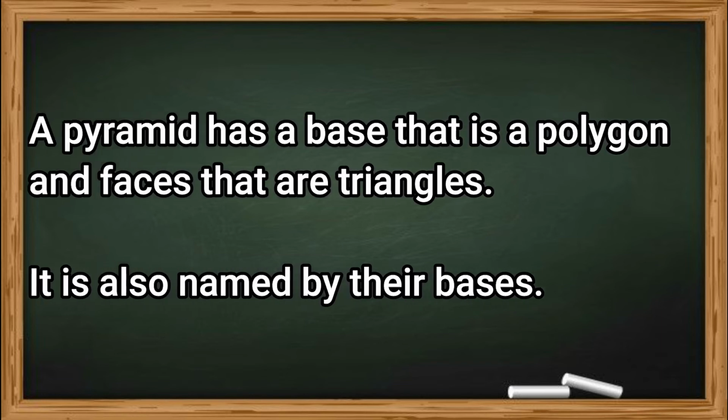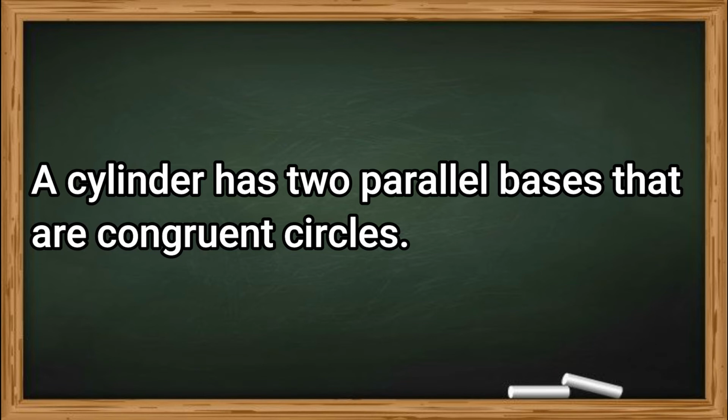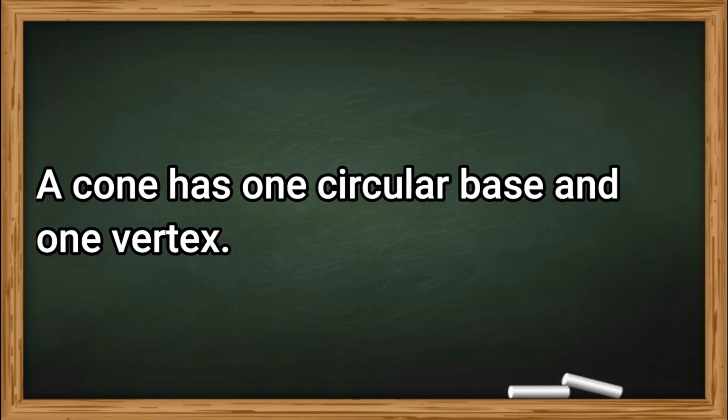A pyramid has a base that is a polygon and faces that are triangles. It is also named by their bases. A cylinder has 2 parallel bases that are congruent circles. A sphere is a set of all points in space that are a given distance from a center point. A cone has 1 circular base and 1 vertex.